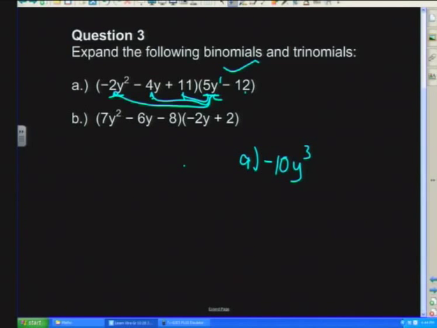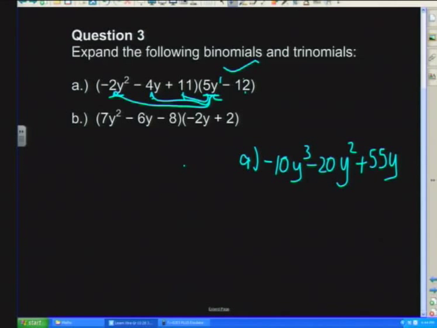Then I'm going to say positive 5y times negative 4y. Plus times a minus is minus, 5 times 4 is 20, and y times y is y squared, again using your laws for exponents. And then we're going to go positive 5y times positive 11. Positive times a positive is a positive. 5 times 11 is 55. And y times 1 is just y. Okay, so those are the terms we get from just the 5y being multiplied into the bracket.